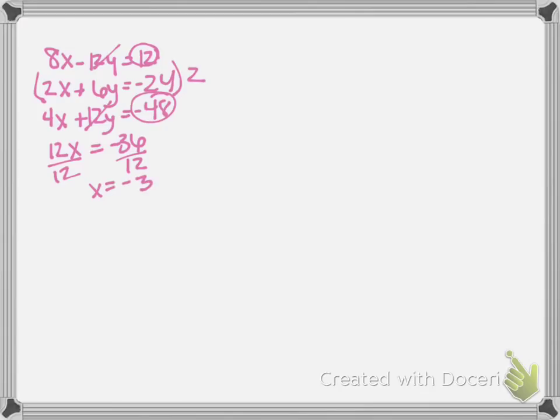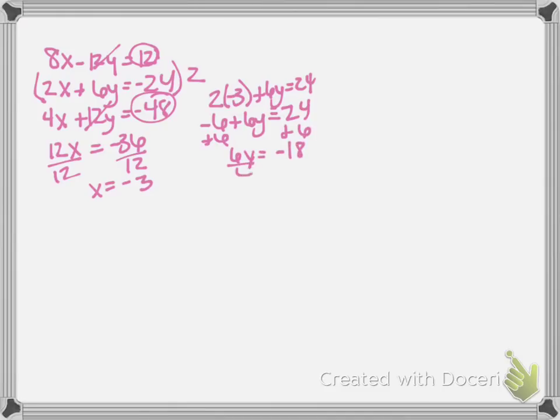So notice I'm going to go right into that middle one because I haven't really marked it up a lot. So I'm going to say 2 times negative 3 plus 6y equals 24. 2 times negative 3 is negative 6. Plus 6y is 24. I'm going to add that 6 over, and 6y equals 30, or sorry, that's negative 24. So negative 18 divided by 6, and y equals negative 3.